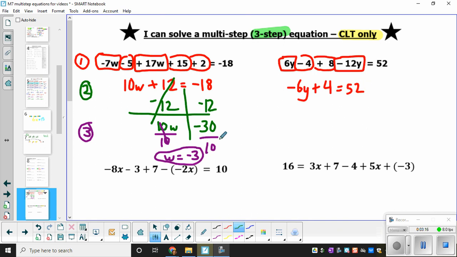All right, now let's get rid of the constant. The constant here is a positive 4, so I'm going to subtract 4 on both sides. And I'm going to bring down the negative 6y. And over here, 52 minus 4 is 48.